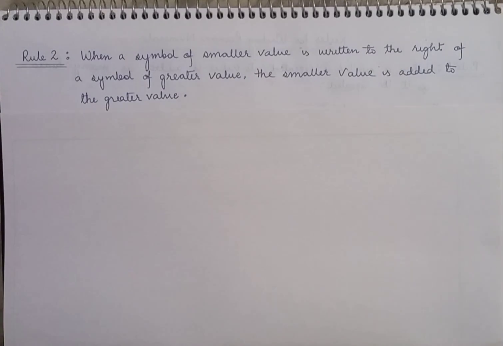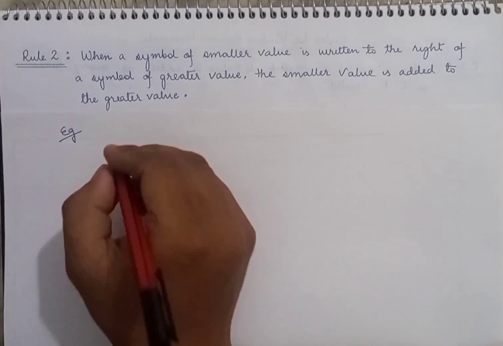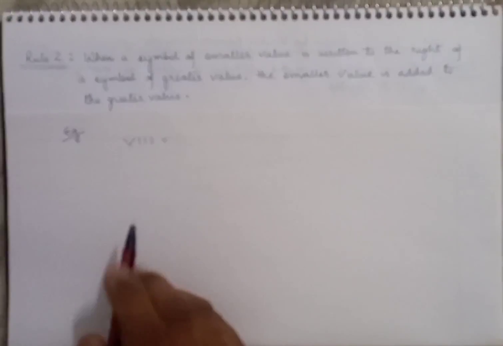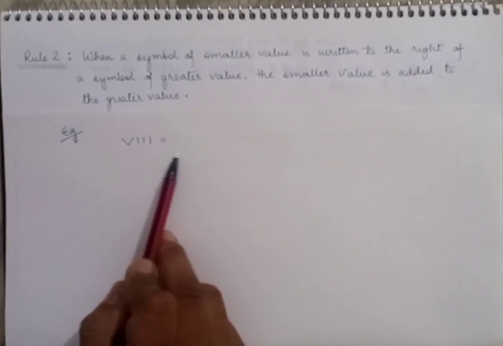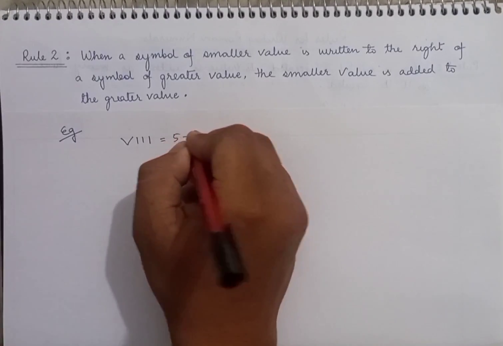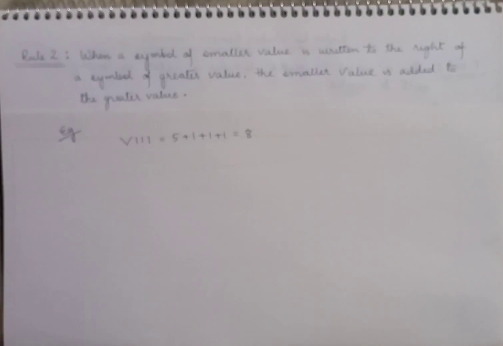Rule number 2. When a symbol of smaller value is written to the right of a symbol of greater value, the smaller value is added to the greater value. Let's understand this with an example. V, I, and I. So the smaller values are written to the right of the greater value. 5 plus 1 plus 1 plus 1. This is equal to 8.